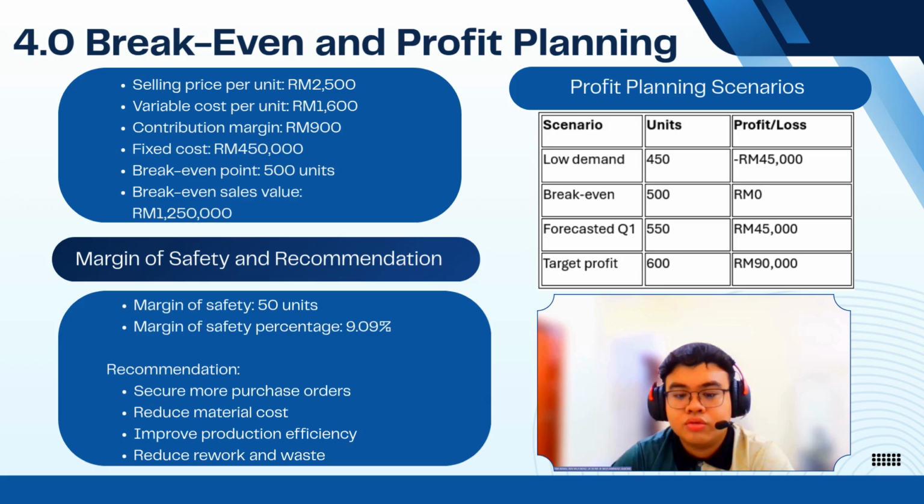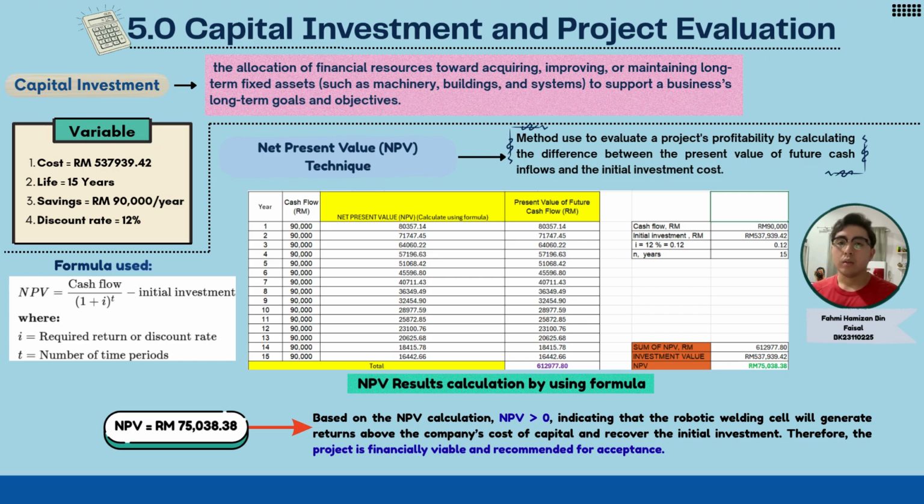Therefore, Inotech should not depend only on the current forecast. The company should secure more purchase orders, negotiate better material prices, reduce rework, and improve production efficiency to increase profit and reduce financial risk.